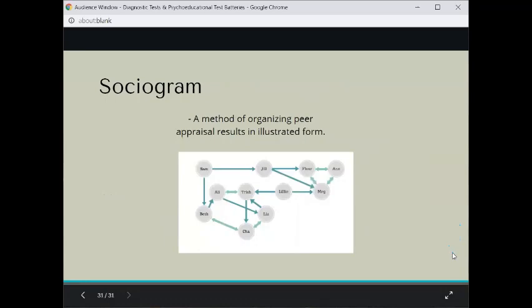Sociogram is a method of organizing peer appraisal results in illustrated form. For example, you can see here Sam is nominating Jill and Beth and so on and so forth. So basically dito ipakita kung saan yung peers ng individual and paano sila nominate each other.